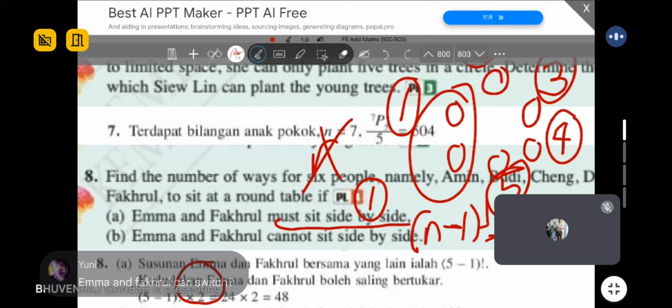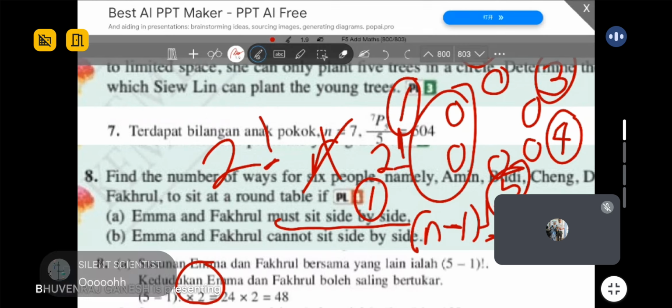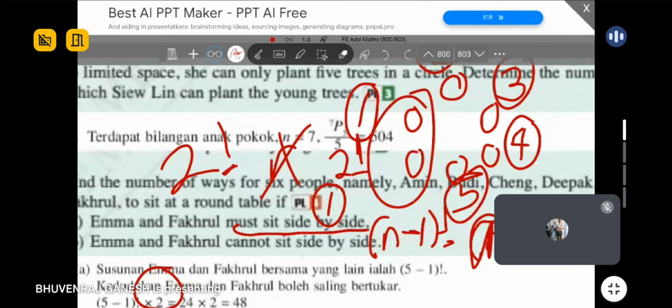Yes, very good. Okay, basically Emma and Fakul, they can switch position. So it's actually 2 factorial. Okay, so that actually you can write it as 2 factorial to understand better. Okay, 2 factorial. Okay, so this one here is the 2 factorial. Okay, guys, are you all clear for this question? So make sure you use the formula of n minus 1 factorial. Okay, so do I need to divide 2, guys? Adakah saya perlu bahagi 2?